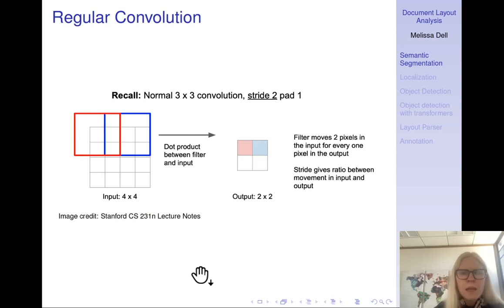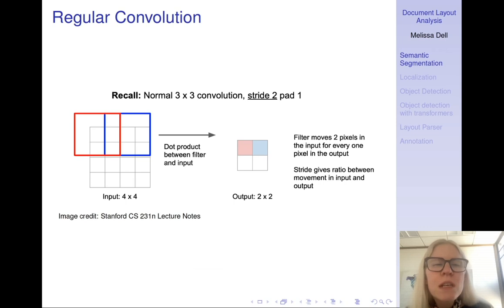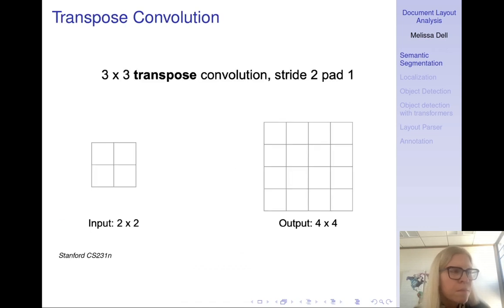Okay, and so if you'll recall from when we talked about convnets, you can think of regular convolution as a sliding window where we're applying filters across the image. And so in this case, we have a 3x3 convolution with stride of 2 and a pad of 1. So the filter moves 2 pixels in the input for every 1 pixel in the output. And the stride gives the ratio between movement in the input and movement in the output.